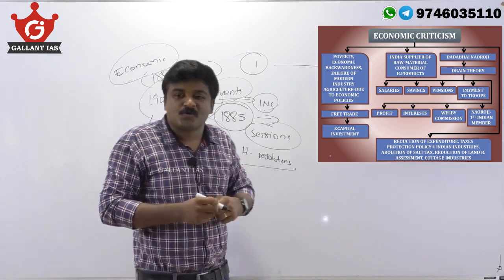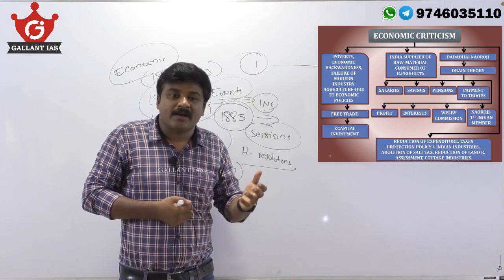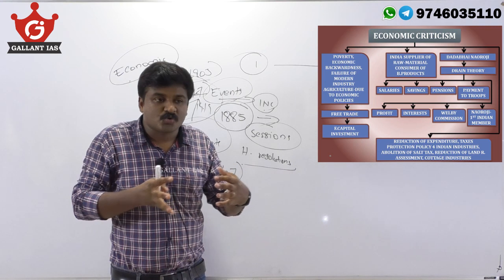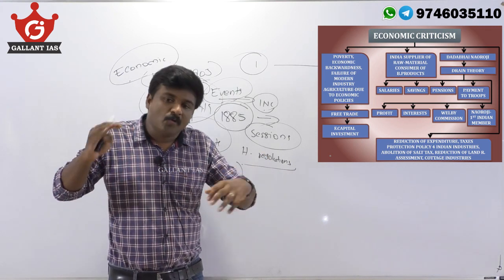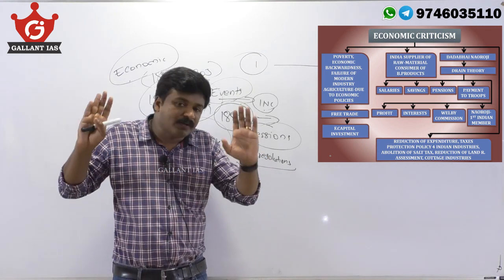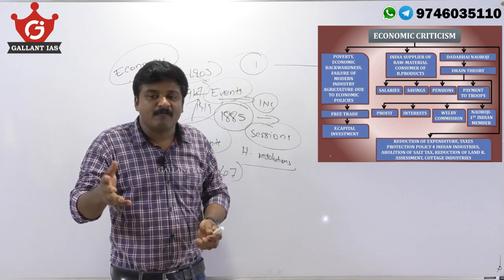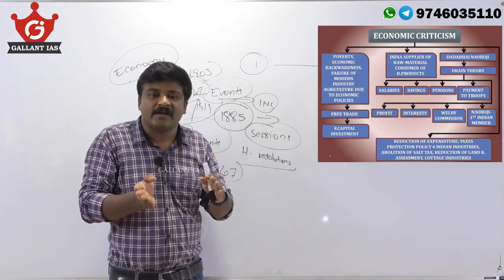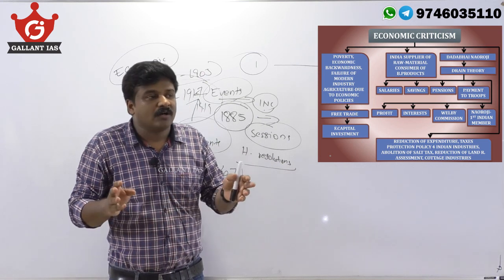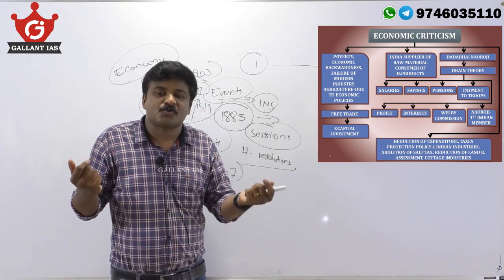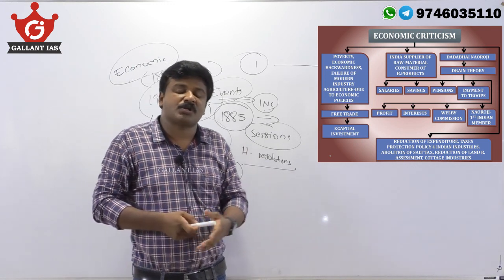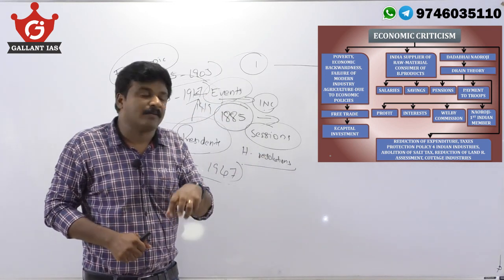Their biggest contribution was economic criticism. Dadabhai Naoroji, M.G. Ranade, or Subramanya Iyer: some popular economists are there. How they criticized and analyzed British economic policies, railway policy, remittance policy, export and import, free trade policy, or annexationist policies. How these British policies, British rule, and British administration were analyzed by the moderates.